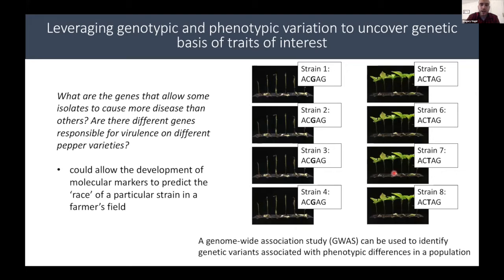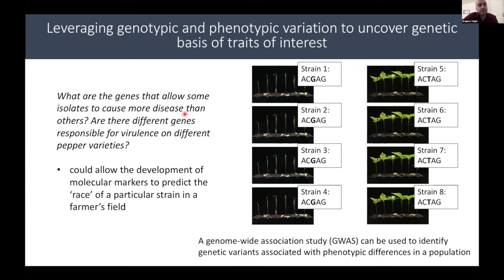So we know a lot about the genetics of resistance to this disease in pepper. We know that there's a mixture of major effect genes and minor effect genes. And we also know that there are some genes that have an effect across all isolates of the pathogen and other genes that only confer resistance to particular pathogen isolates. However, the genetics of virulence in the pathogen really aren't understood. We don't know what the genes are that allow some isolates to cause more disease than others, and if there are different genes that are responsible for virulence on different pepper varieties.